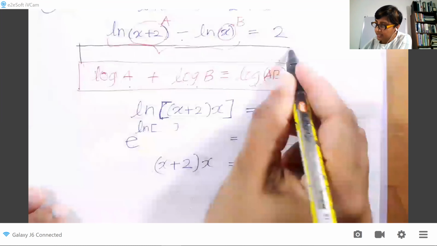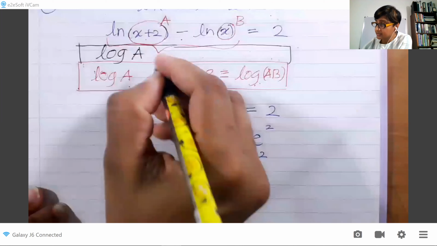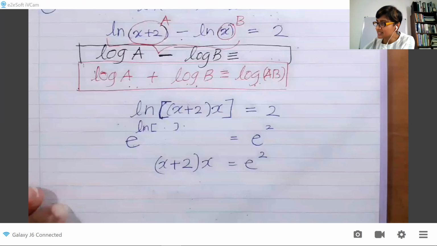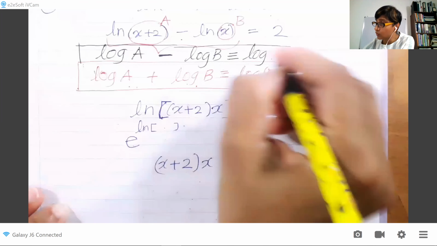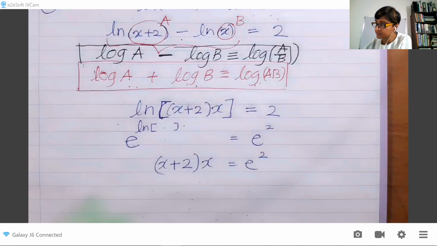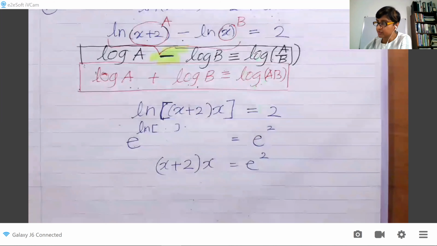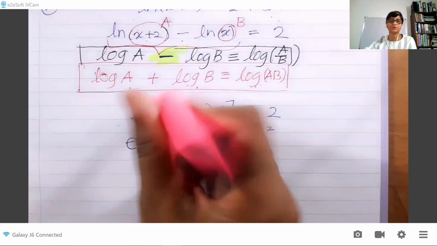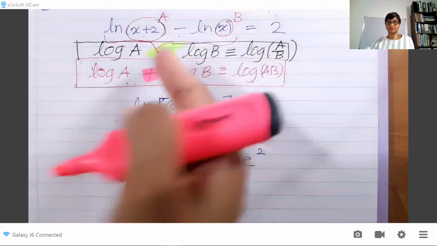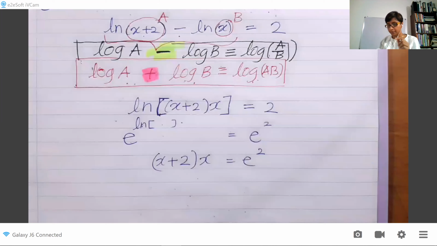If you have log A minus log B, then that is equal to log A over B. This is the difference. This is the sum. If you have a sum, you can simplify like that. If you have a difference, the difference is A over B.